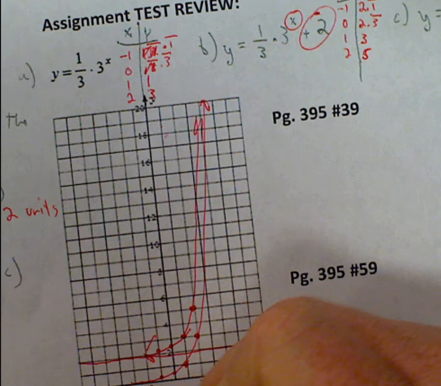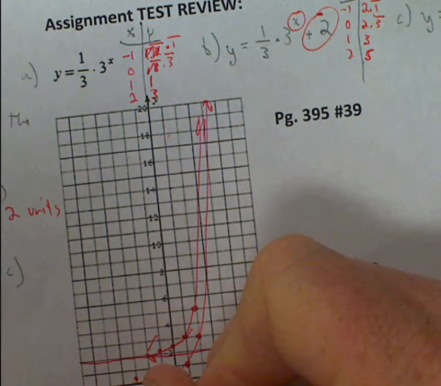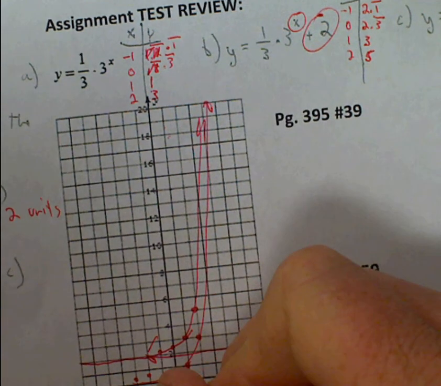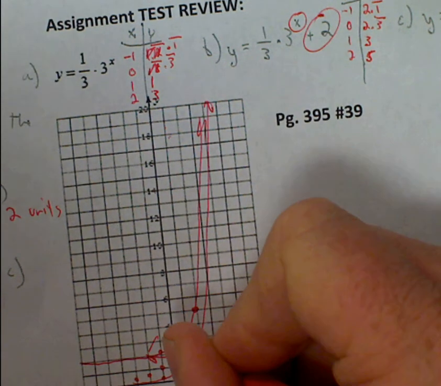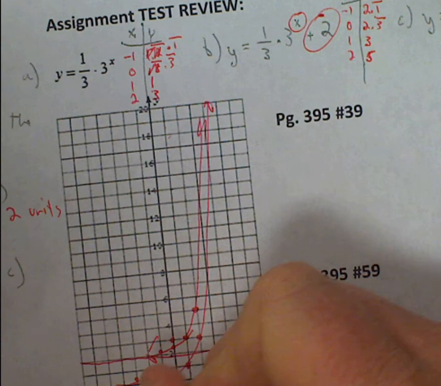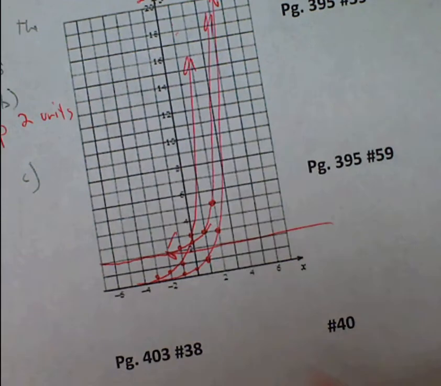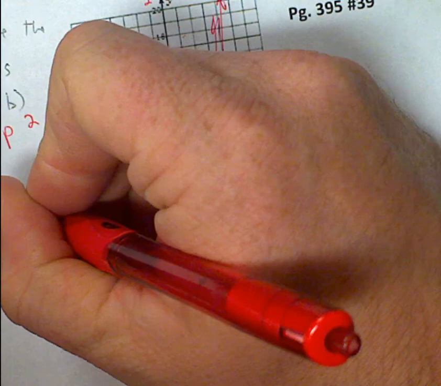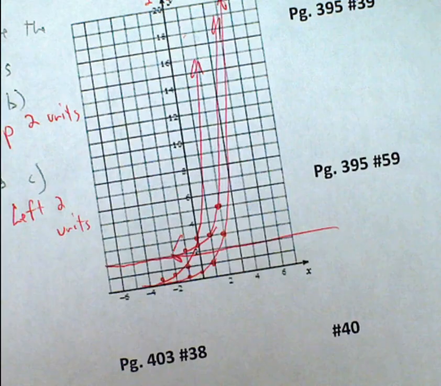So at -3, I am at 0.111. At -2, I'm at 0.3. At -1, I'm at 1. And at 0, I'm at 3. So it looks like this. So this shifted over to the left 2. So left 2 units.